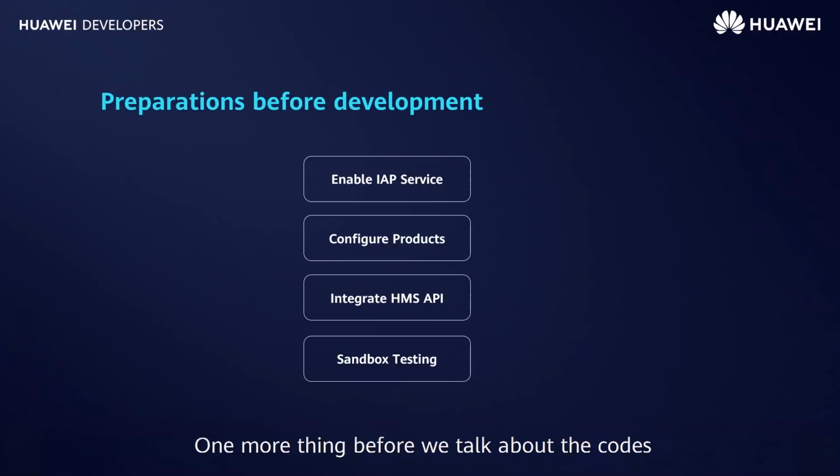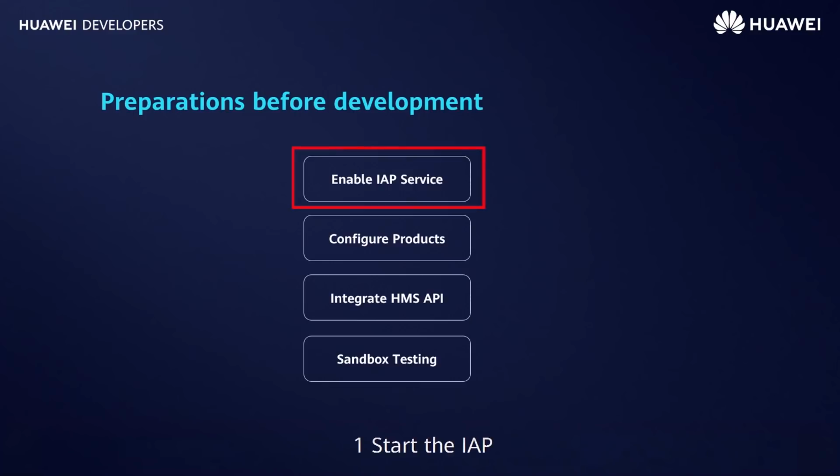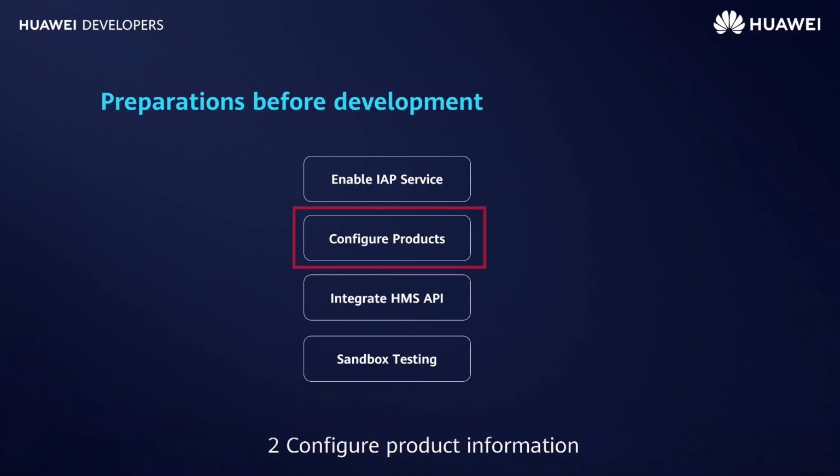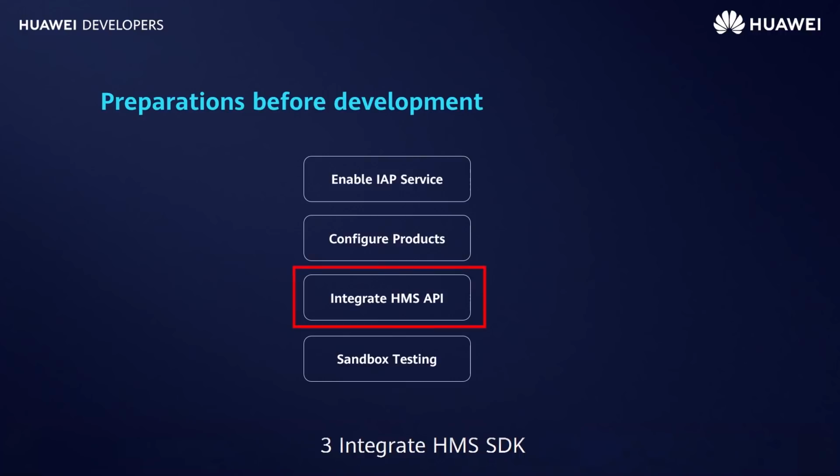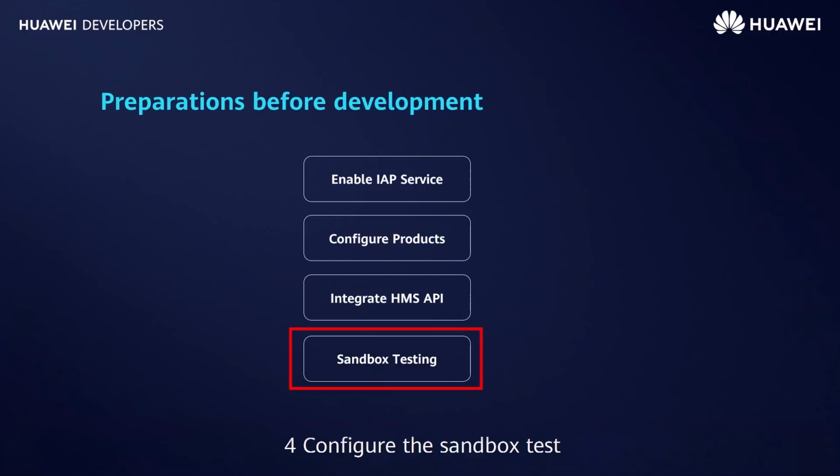One more thing before we talk about the codes: preparations to make before official development. Do not make light of this segment. With a poor environment of configurations, you may regretfully waste a lot of time. Four steps for preparations. 1. Start the IAP server. 2. Configure product information. 3. Integrate HMS SDK. 4. Configure the sandbox test.